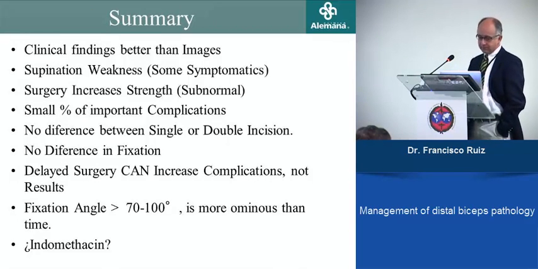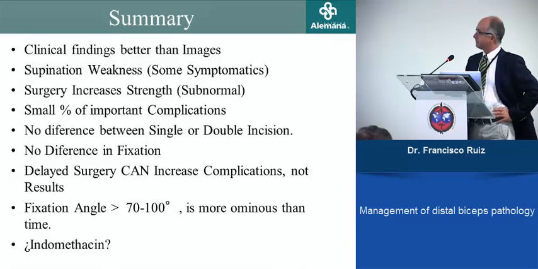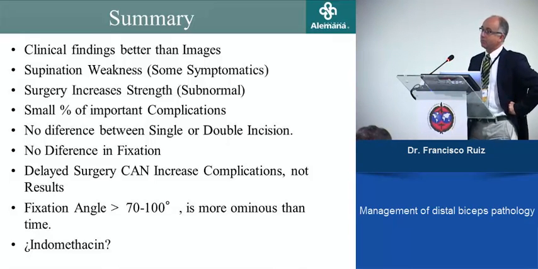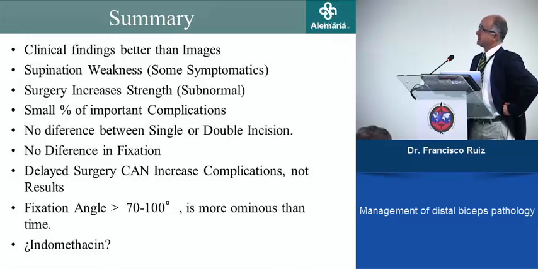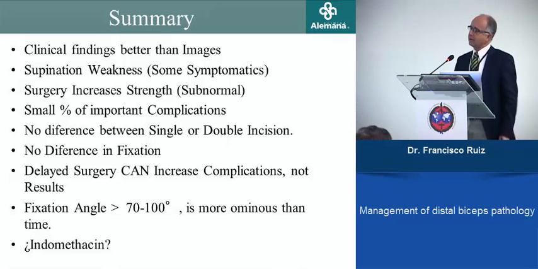As a matter of summary, I would like to say that clinical findings are better than images. We should take care looking at our patient, touching them. I think that our distal hook test is very easy, and it gives us a very good orientation about our lesion. On the other hand, the supination weakness happens, but almost all of the times they are not very symptomatic. Only some of them are symptomatic. We know that the surgery increases the strength. Unfortunately, this strength in flexion is very good, but in supination is not very good.